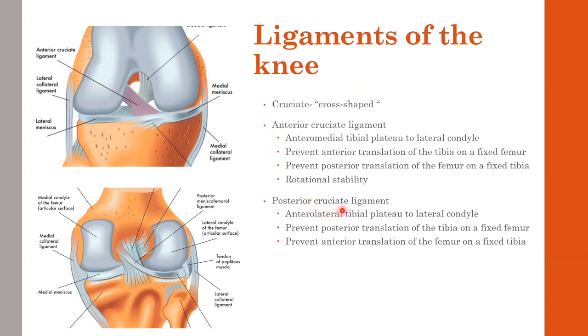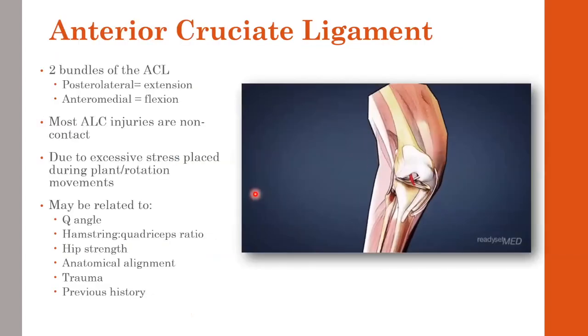For our posterior cruciate ligament, again, we're seeing this view from the posterior aspect. It prevents the posterior translation of the tibia on the fixed femur, or it prevents the anterior translation of the femur on a fixed tibia. Obviously, in how we move around and ambulate, the ligament that is asked to do the most will be our ACL, hence why it is more prone to injury.